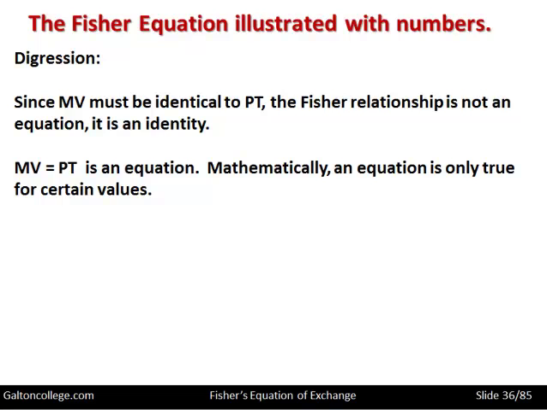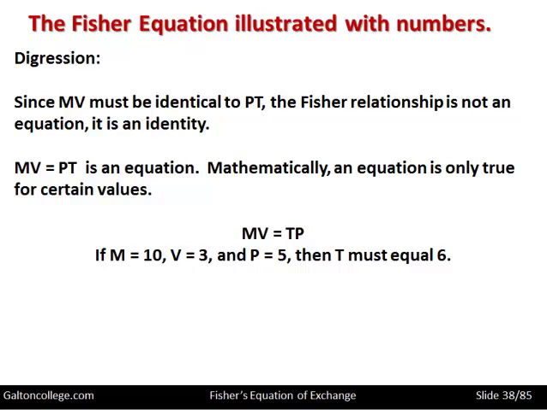MV equals PT is an equation. Mathematically, an equation is only true for certain values. For example, a quadratic equation is only soluble with 2 solutions. It's only got 2 solutions. So it's not true for the whole range of values. It's only true for two values. So MV equals PT is an equation only if it is true for certain values. If M equals 10, V equals 3, and P equals 5, then T must equal 6. So if we know 3 of the values, then the 4th value is determined.